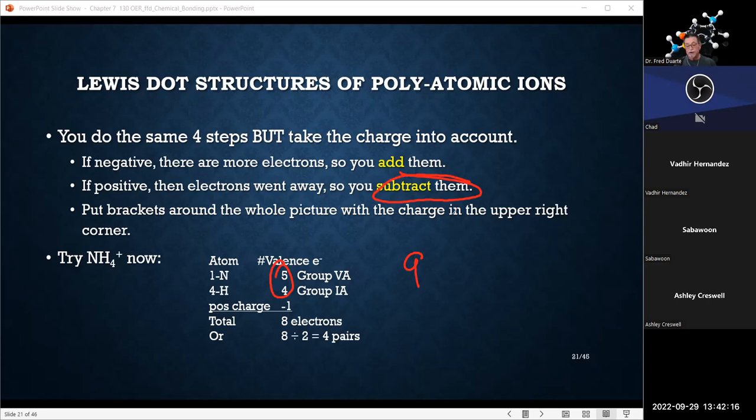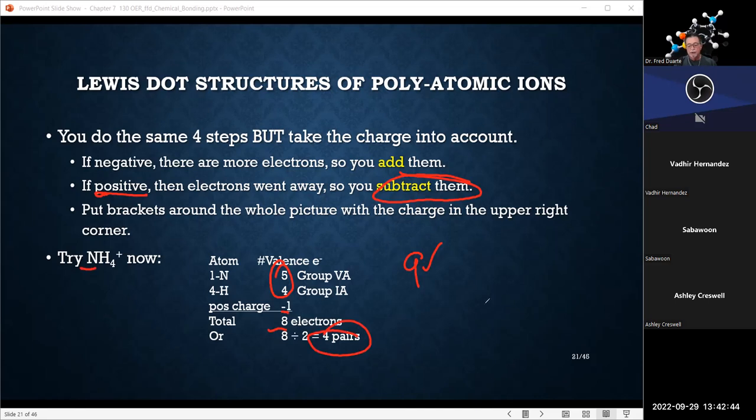So the fact that you get an odd number should flag you to say, ooh, I did something wrong, okay? And maybe I need to go back and check. So here you go back and check. We go back to the pressure memory and it says this is a positive ion. So we have to subtract 1 from the total valence electrons. So we have a total of 8 valence electrons to work with, or 4 pairs, okay?